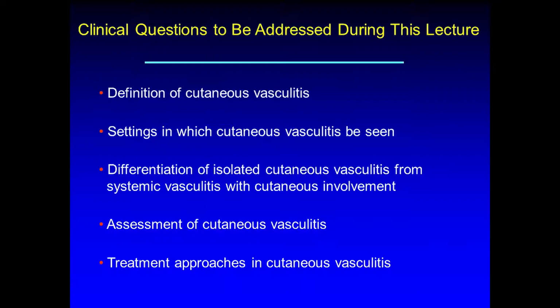So what I'd like to begin first is providing some background in terms of the definition of cutaneous vasculitis, the settings in which this can be seen, the differentiation of isolated cutaneous vasculitis from a systemic vasculitis where cutaneous involvement is occurring. How do we assess that? And finally, in turn, how does all of this information reflect on the treatment approaches that we may take?